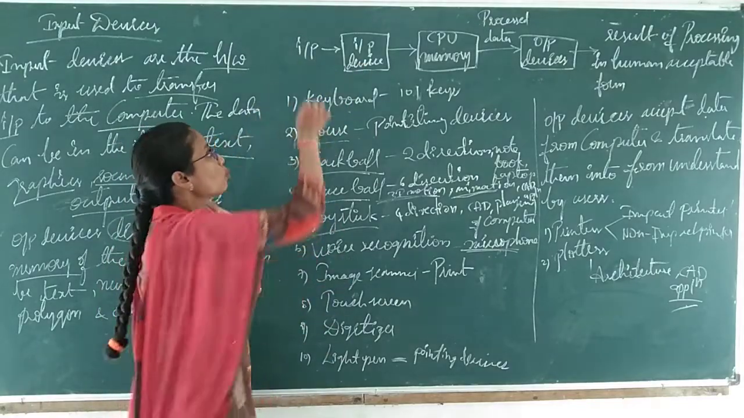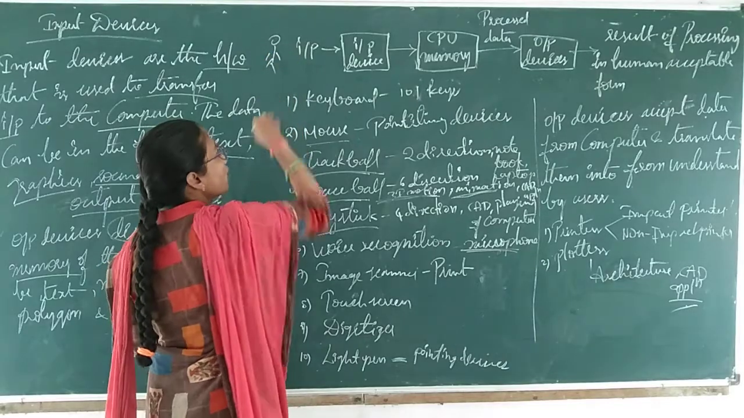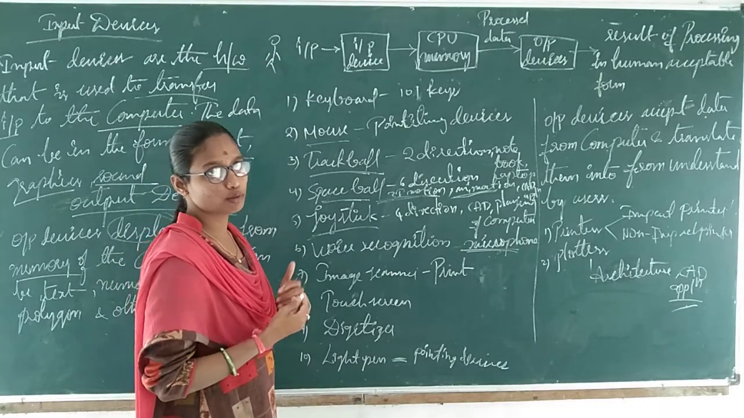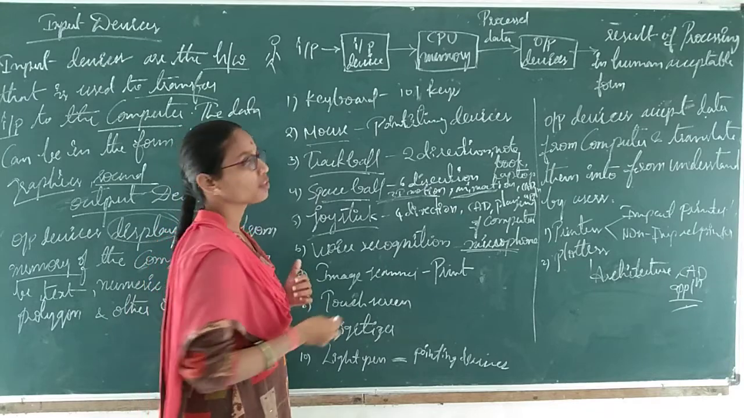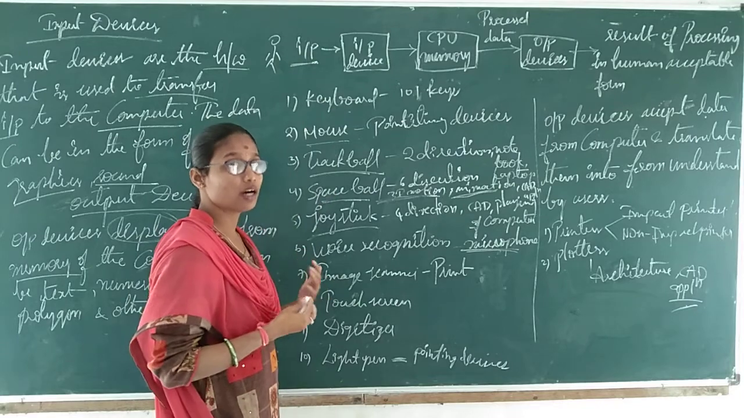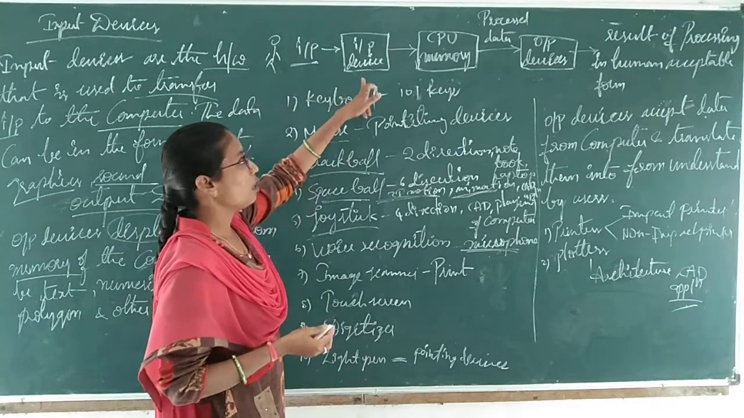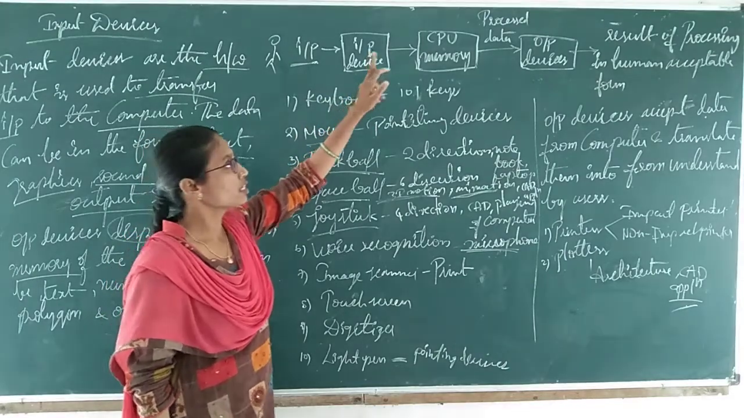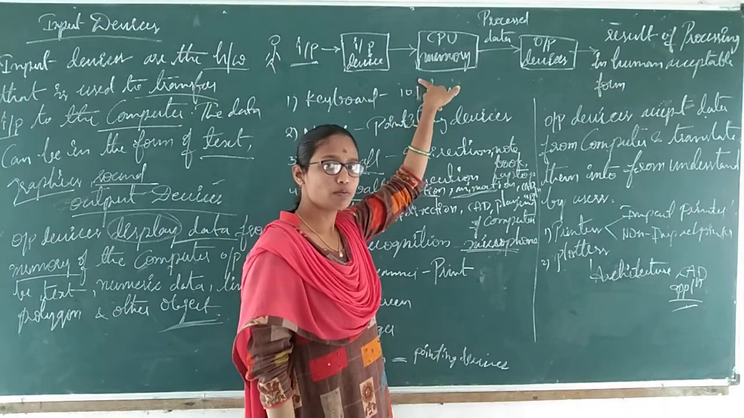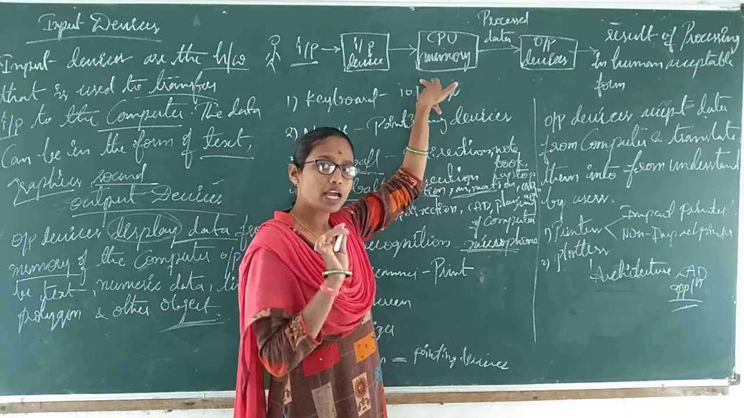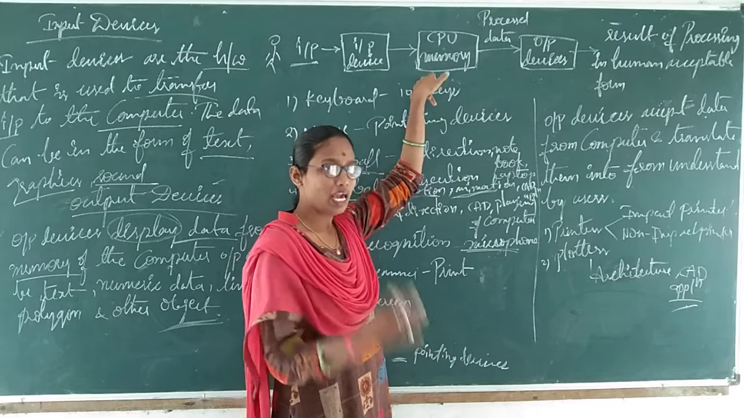Here the user has data to store in a computer. Sending, that is input. Getting some data or some image with the help of the input devices. That information is first sent into the CPU, central processing unit, memory, which has the ALU, CU, MU.